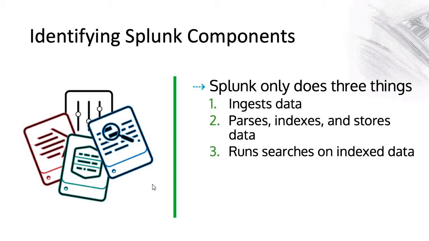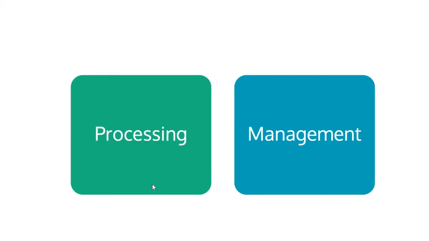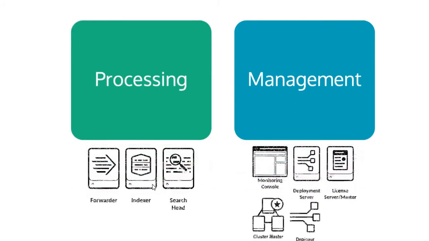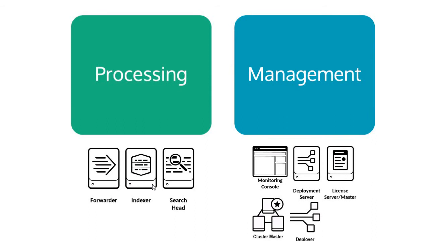There are two categories of Splunk components. One would be processing components. Second is management components. Under the processing components category, we have a forwarder, indexer and search head. In the management components, we have monitoring console, deployment server, license master, cluster master and deployer.